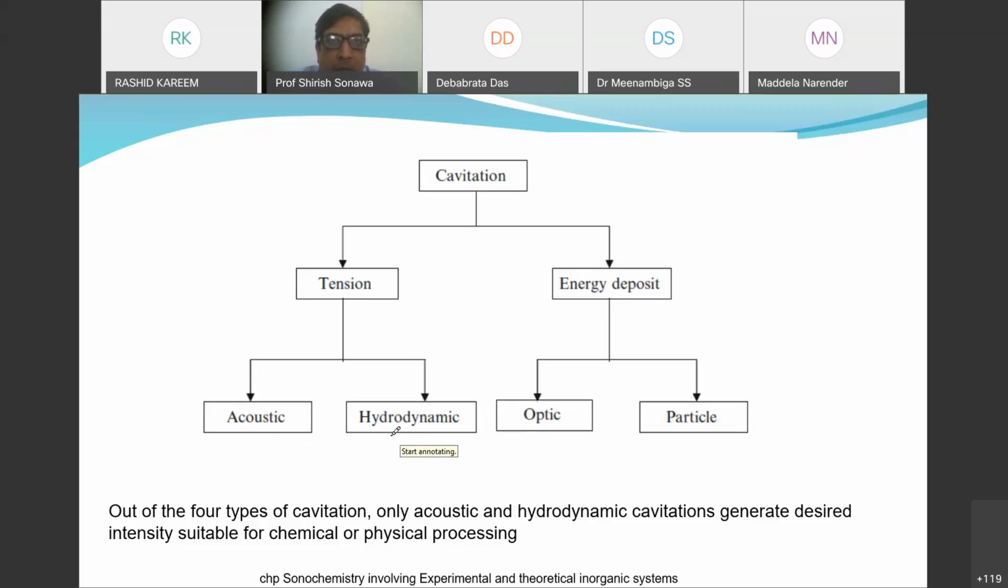pipe, so that the upstream pressure will be quite high, and when the liquid comes out through the orifice or venturi, the pressure suddenly drops and collapse occurs, and because of that there is a large difference in velocity. That's why the cavitation phenomenon occurs when we use slit venturis or orifices. So this hydrodynamic cavitation, we can utilize for the production of different kinds of nanomaterials.